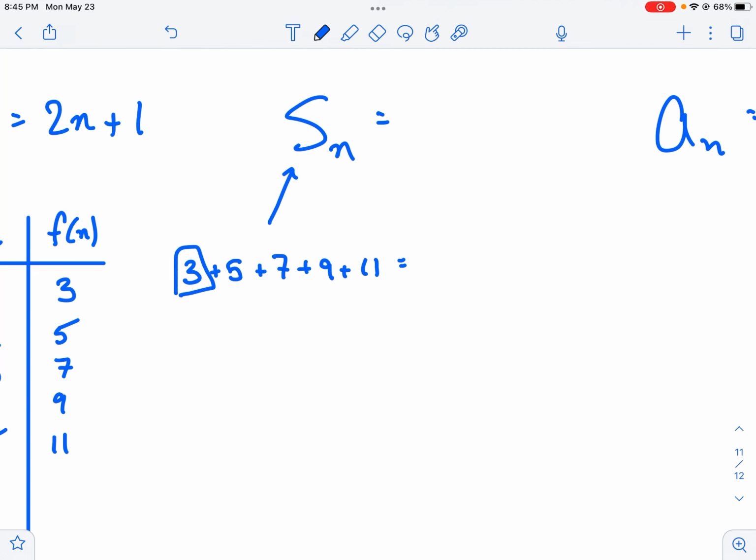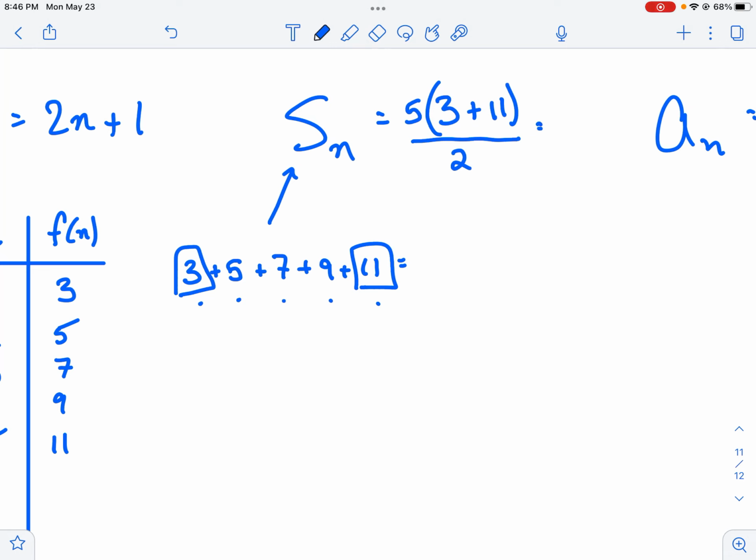I could take the first number, take the last number, and add them together, multiply that by the number of terms I'm adding, in this case 5, and divide by 2. Now, there are reasons why we're doing this, but in a short video like this, I'm not going to get into those reasons. I'm simply going to offer this up as a rule.